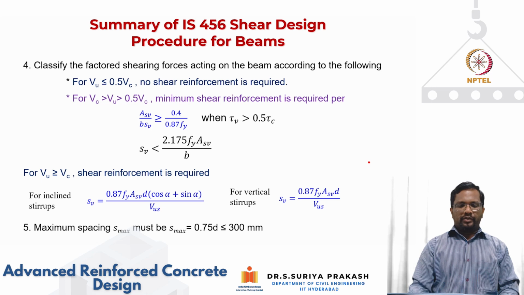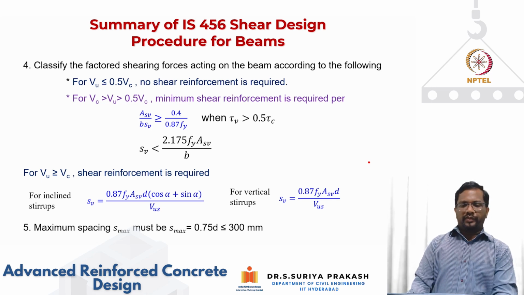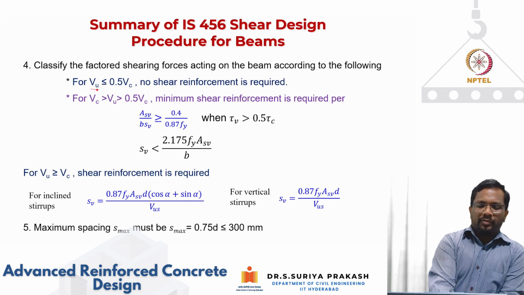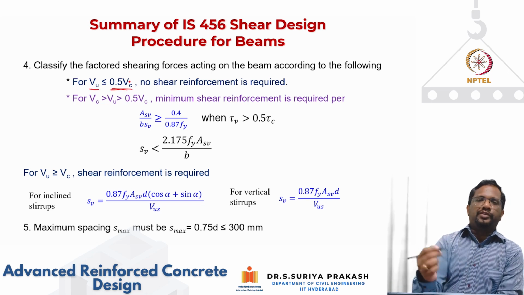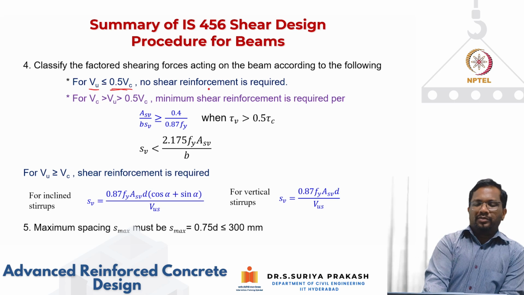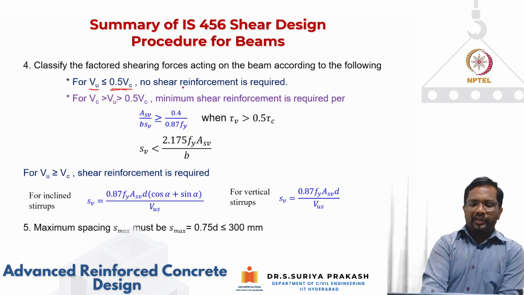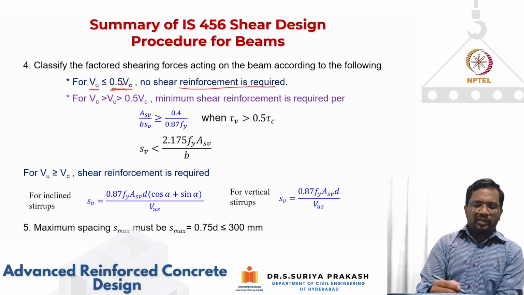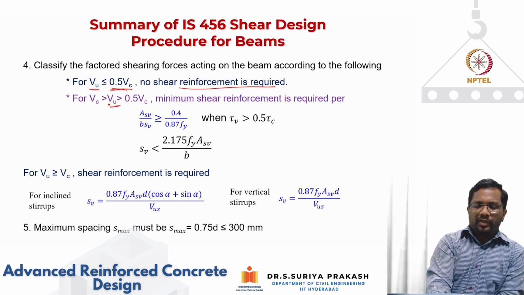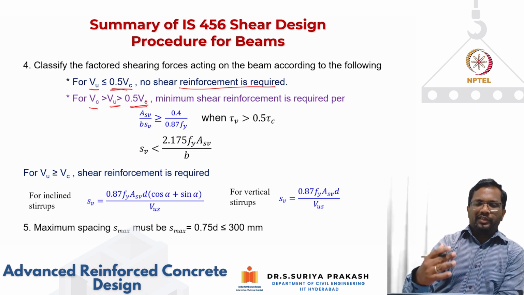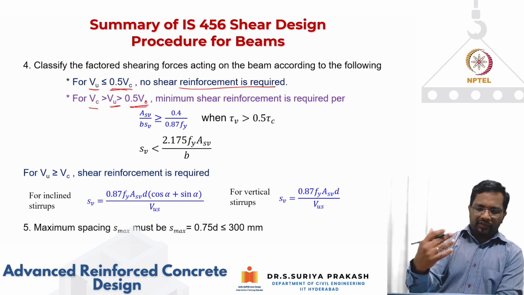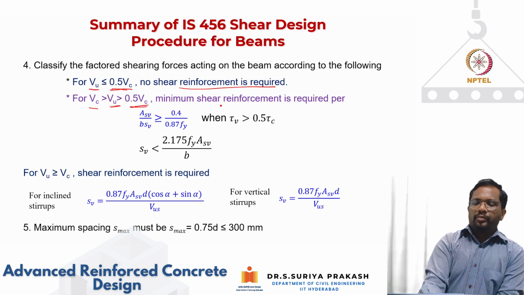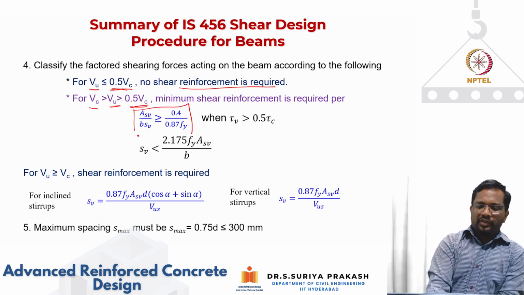Then the next step is to classify the shear force on the beam. Let's say your shear demand is less than 50% of the concrete capacity. Then the code says everything is going to remain elastic, and you don't really need shear reinforcement. But I would say it's good practice to put some nominal stirrup even if your shear demand is less. When your shear demand is between 0.5 Vc and Vc, that means it has exceeded 0.5 Vc but is less than Vc, then the code says you provide minimum shear reinforcement as per the provision that we discussed, and the spacing also has to be less than this.